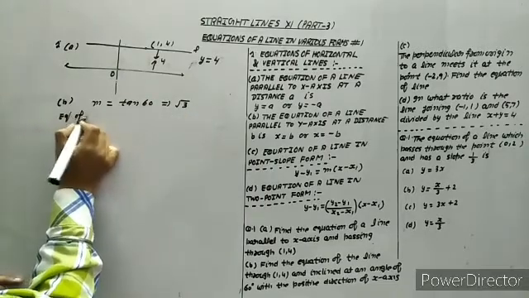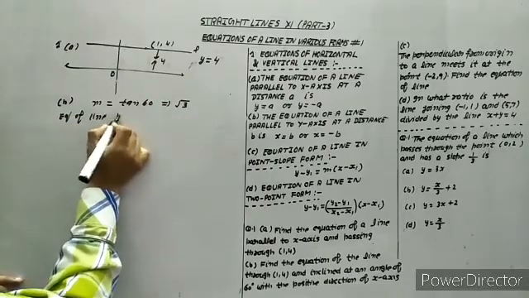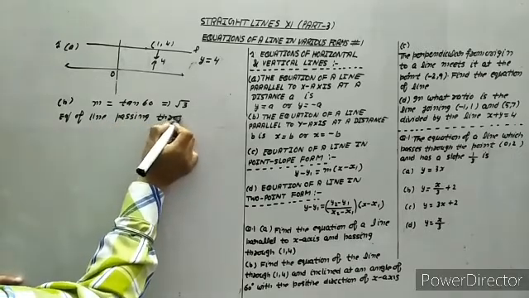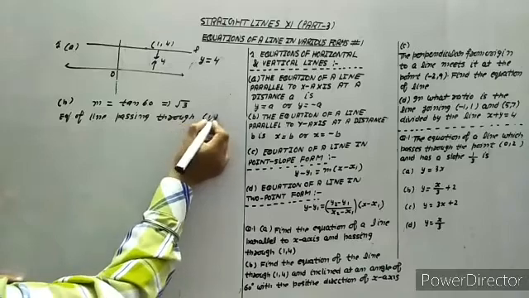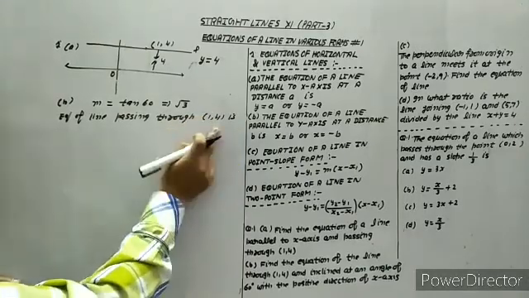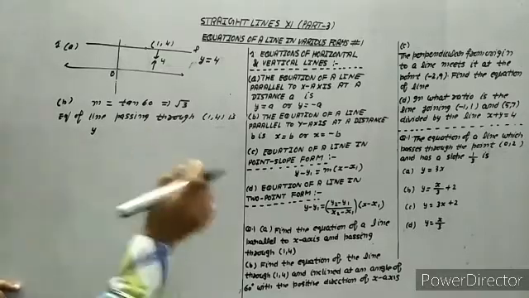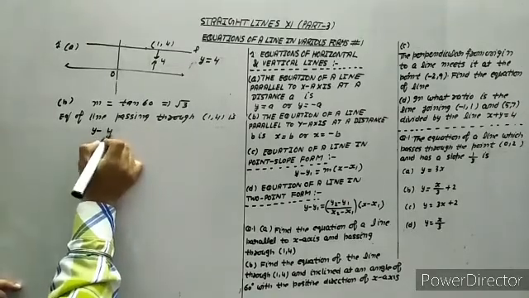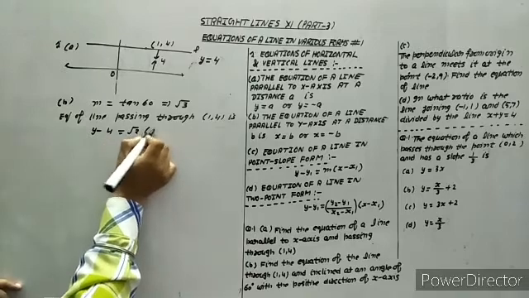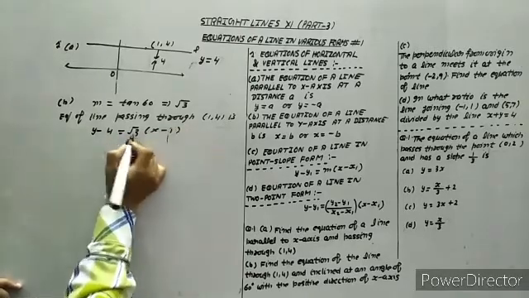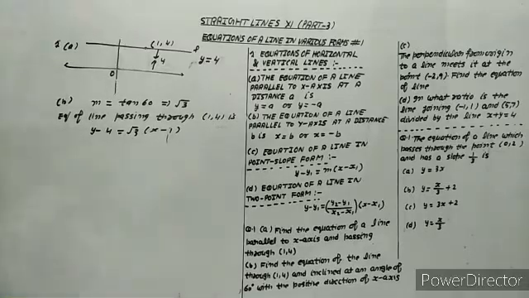Therefore the equation of the line passing through (1, 4): because it is passing through this point and the slope is given, we will apply the equation of a line in point-slope form. y minus y1 = m(x minus x1), where m is root 3 and x1 is 1. So this is the equation of the required line.